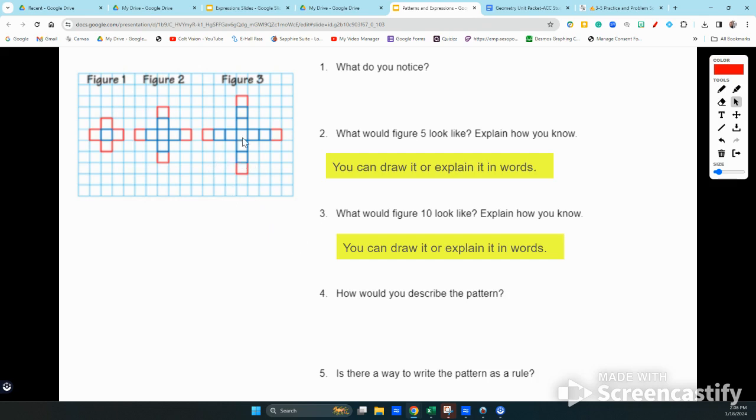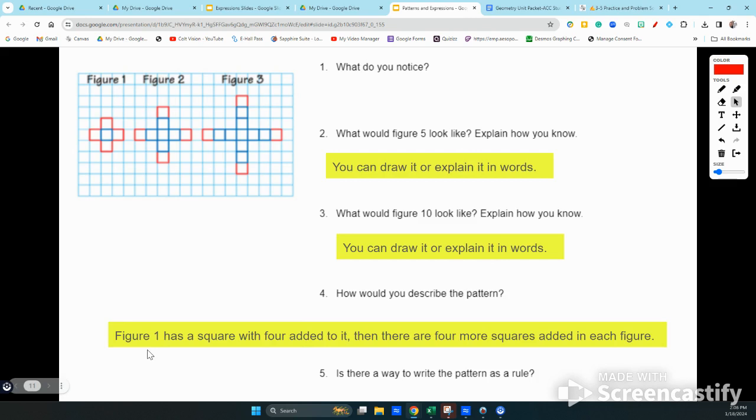Okay. So for me, what I'm noticing is that there's a center square in the middle, and then 4 squares are added on the end. And then you take this picture here, and that's the blue on the inside, and 4 more are added. And then that's the next one, the blue is figure 2, and then 4 more are added for figure 3. So there'll be 4 more added for figure 4, and 4 more added for figure 5, and there'll be 4 more added each figure.